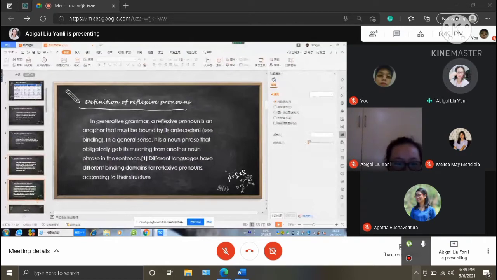In generative grammar, a reflexive pronoun is an anaphor that must be bound by its antecedent. See binding. In the general sense, it is a noun phrase that obligatorily gets its meaning from another noun phrase in the sentence. Different languages have different binding domains for reflexive pronouns according to their structure.